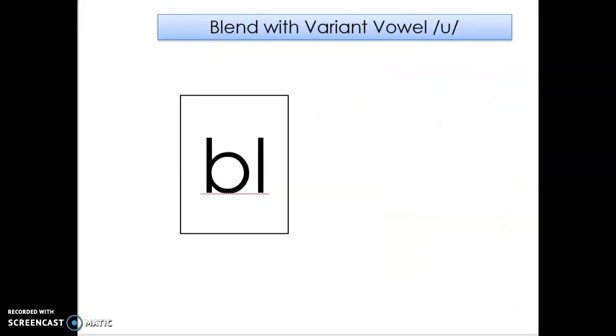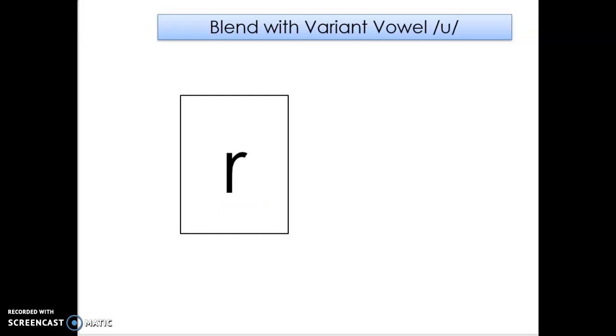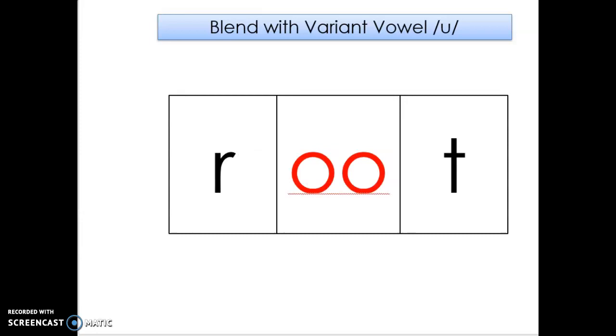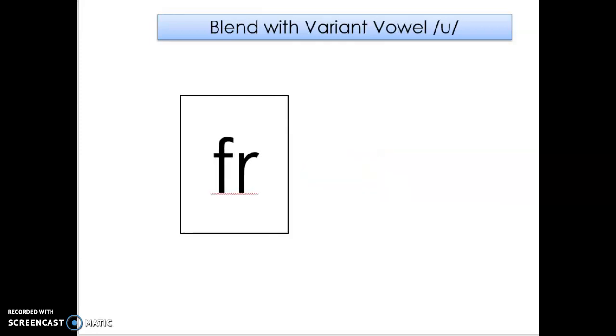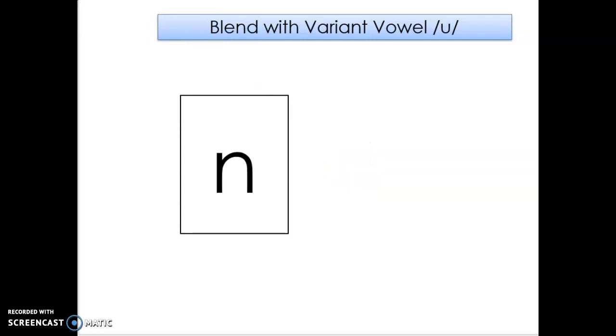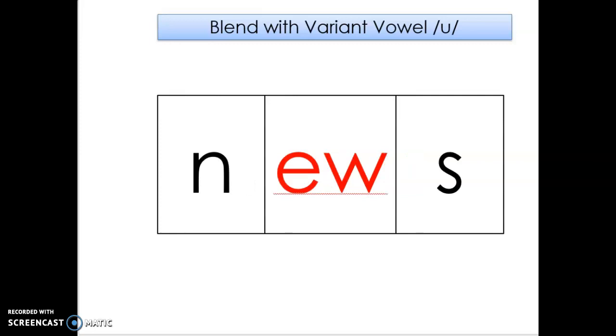Let's go ahead and do some practice with blending. Ready? Blend. Bull. Ooh. Word is blue. Next word. Ooh. Word is root. Next one. Fur. Ooh. Word is fruit. On your own. Word is new. Oh, sorry, S at the end. The new word is news.